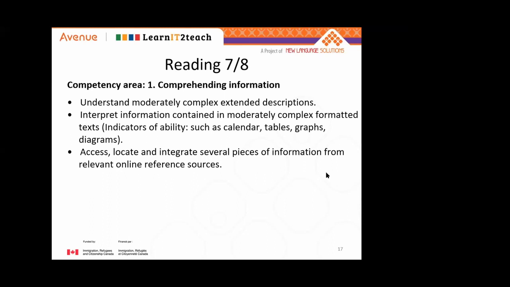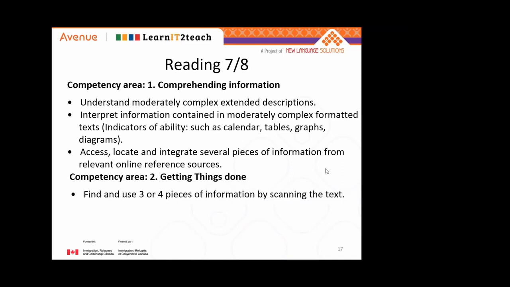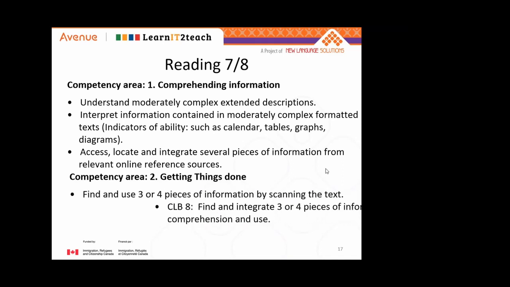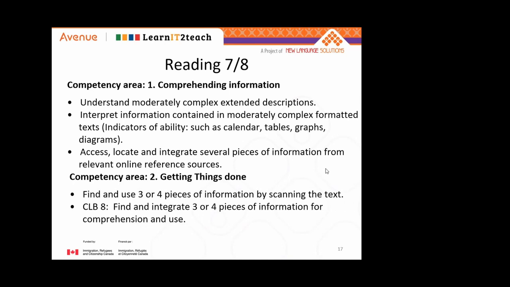For our second competency area, we chose getting things done, where the competency statements were find and use 3 or 4 pieces of information by scanning the text. And for CLB 8, we had find and integrate 3 or 4 pieces of information for comprehension and use.